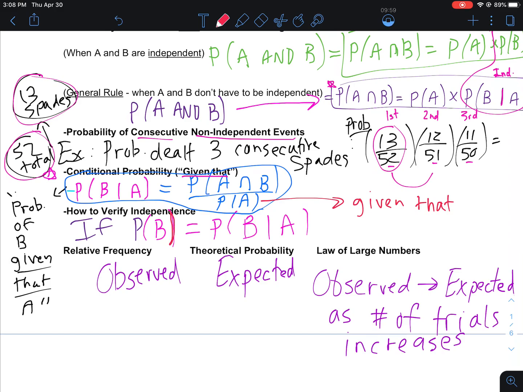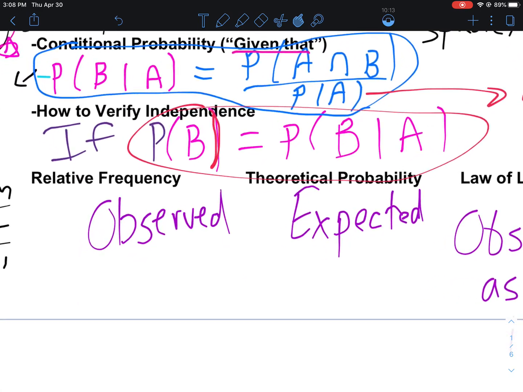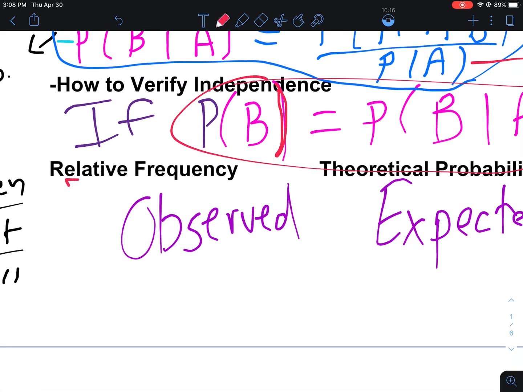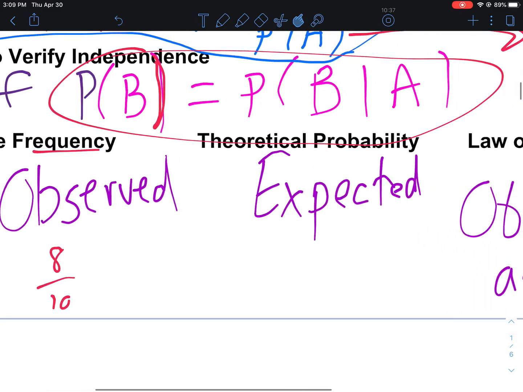Now, what this is basically saying here is two things are independent if the probability of it and the probability of it in a conditional sense are the same. We'll see that in an example in just a second. All right, another thing that we talked about was relative frequency. This is like if you were conducting an actual experiment or study, it's your observed frequency. So, you know, in a perfect world, if I flipped a coin 10 times, I would get 5 heads and 5 tails. However, maybe you flip a coin 10 times and you get heads 8 times. That's the relative frequency, 8 out of 10, let's say.